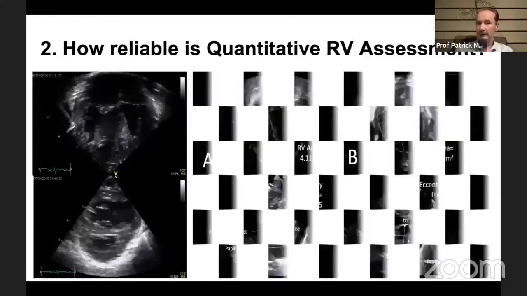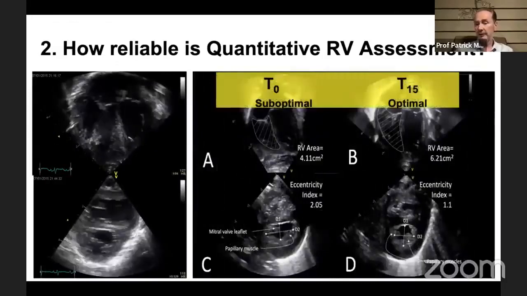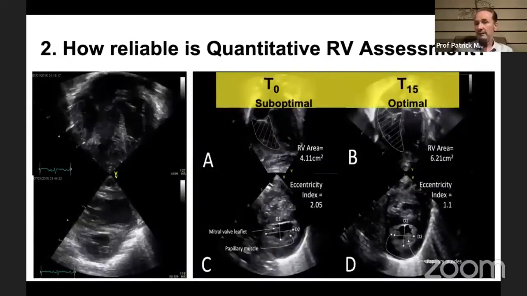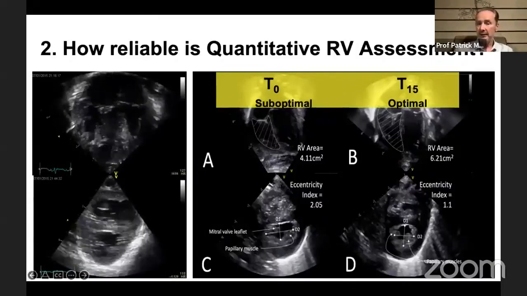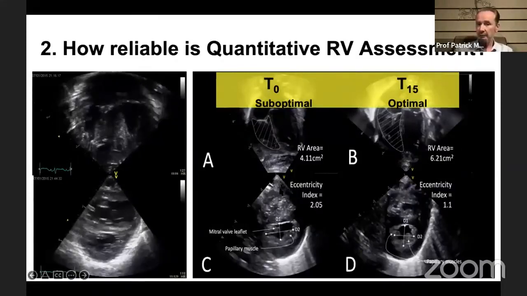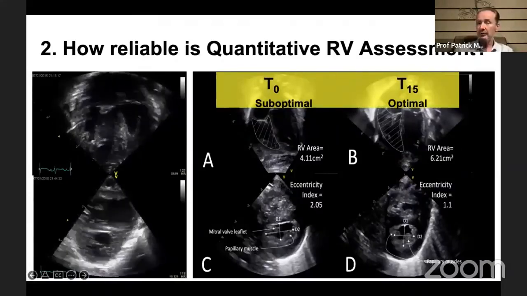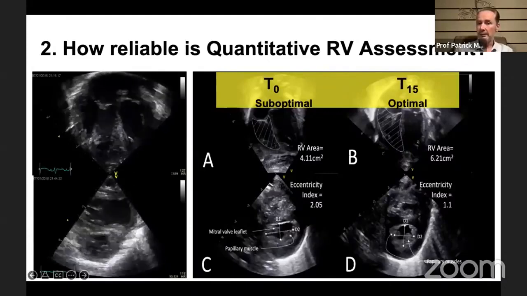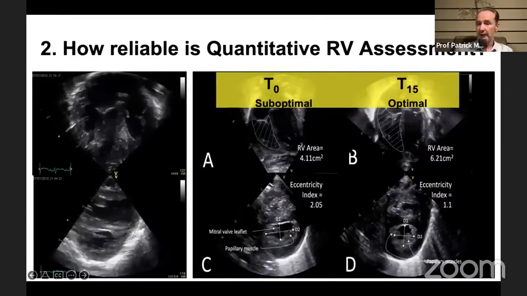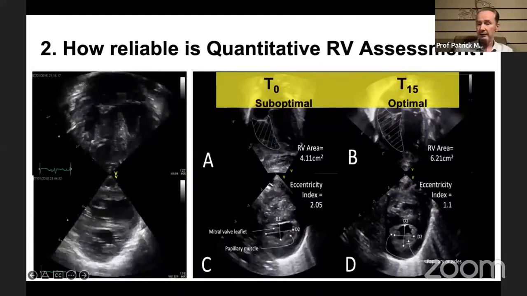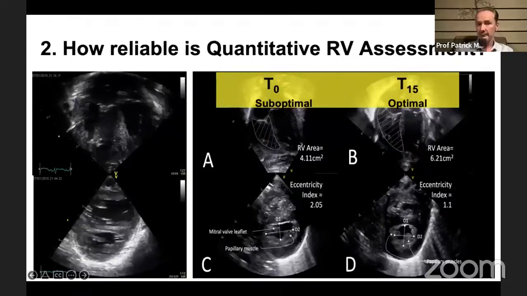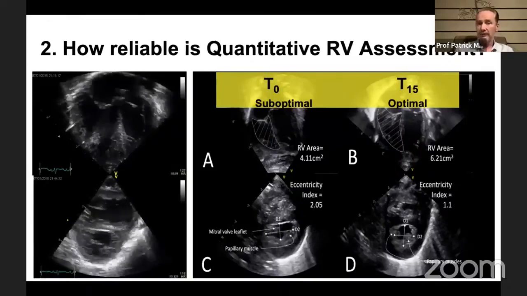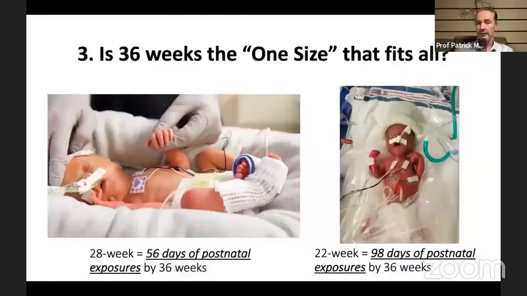Is objective quantitative better? Yes, it's better, but it's not perfect. The images in front of you were taken 15 minutes apart. B and D reflect the optimal images. A and C were images that were intentionally taken incorrectly. The reason we did this was to show that if the image acquisition is not good, the measurement error may be as high as 30% for RV area. And look here at the eccentricity index, which is an objective measure of septal flattening, almost 2 times higher. So again, the importance of correct and accurate image acquisition.